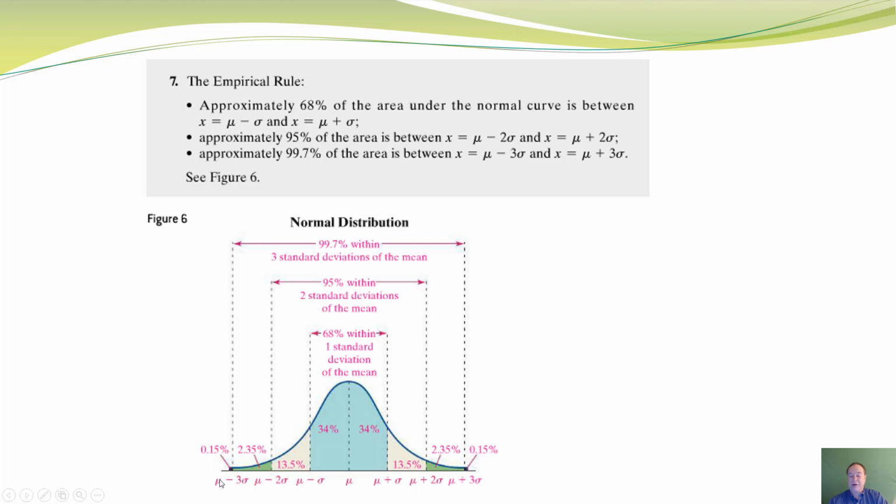And if I go out another standard deviation, go 3 standard deviations to the left, 3 standard deviations to the right, now I have 99.7% of the data within 3 standard deviations. So that only leaves 0.3% on the outside. So if you take 0.3 and divide it by 2, you get 0.15% on the right tail and 0.15% on the left tail. This is just an illustration of the empirical rule.